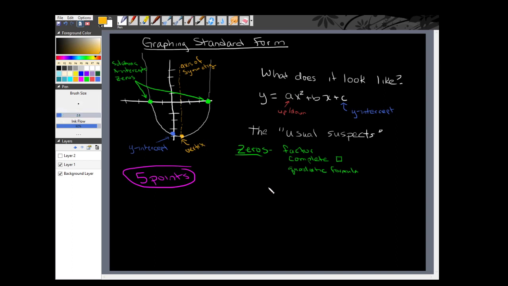Another point that you want is the vertex. So you want to find the axis of symmetry and then the vertex. Now, to find the vertex itself, you plug the value for the axis of symmetry into the equation. The axis of symmetry formula is actually really easy to find as well. So to find the axis of symmetry, you say x equals negative b divided by 2a. That'll get you the x value for your vertex, and then to find the y value, you plug that into the equation to get y.